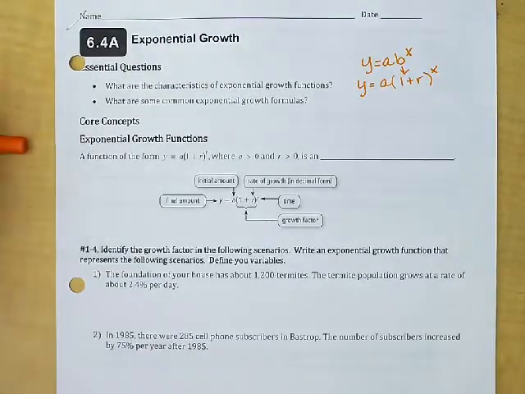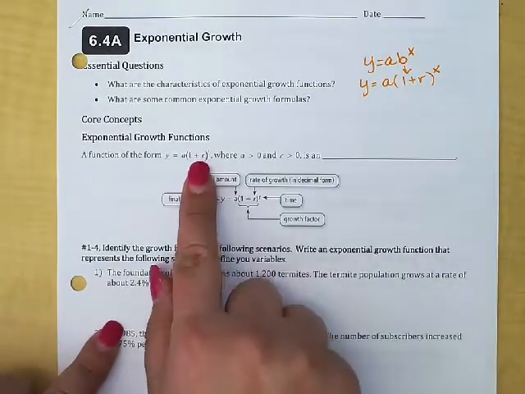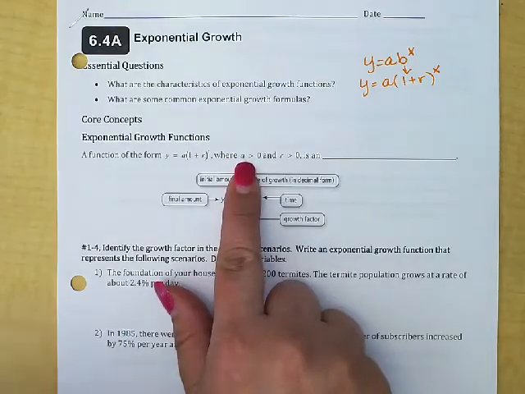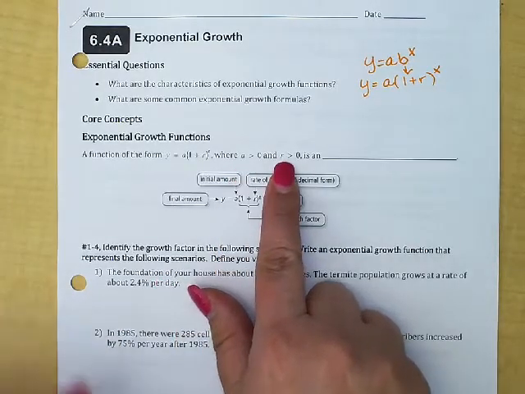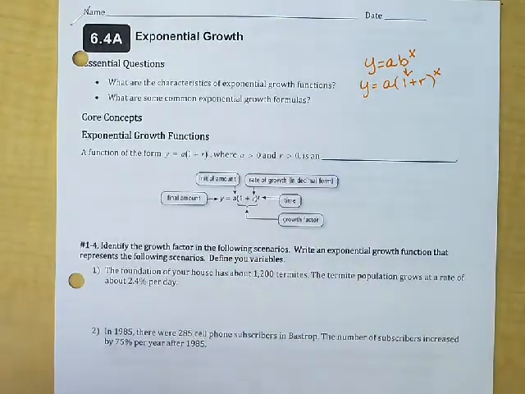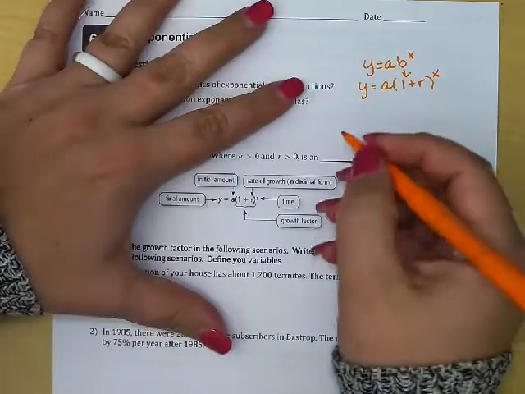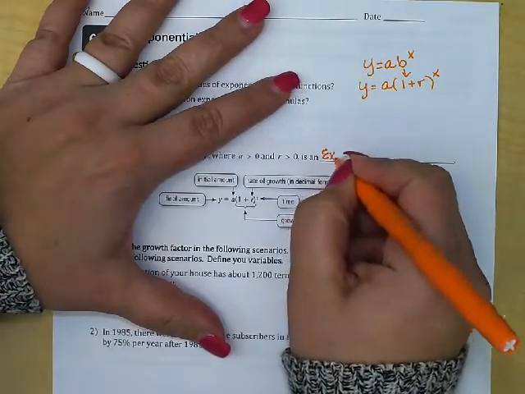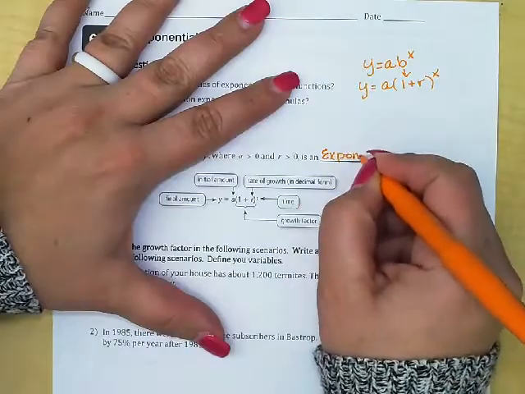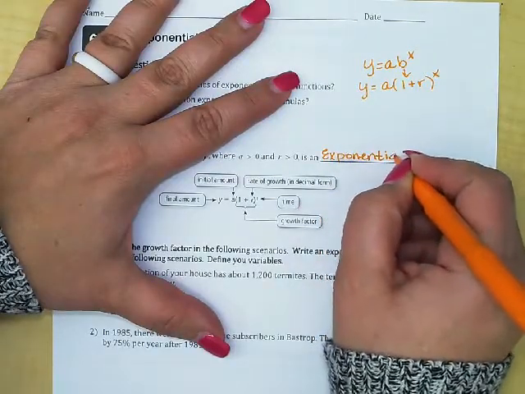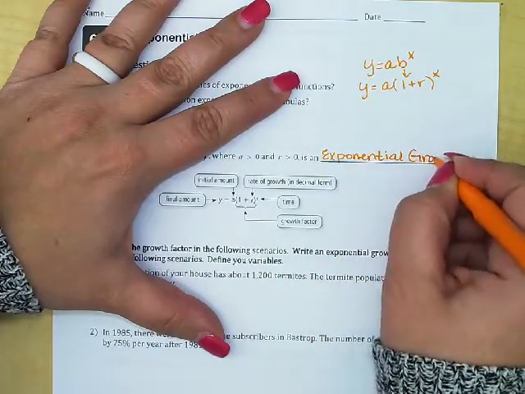So let's get started. First of all, a function of this form, where a is strictly positive and r is positive, is an exponential growth function. So let's write that down. This is an exponential growth function.